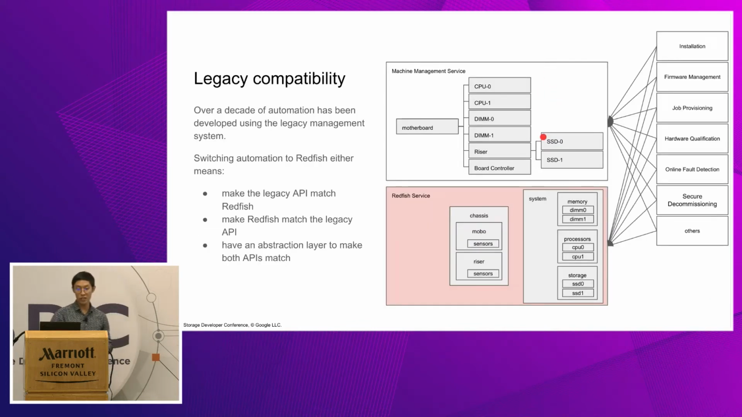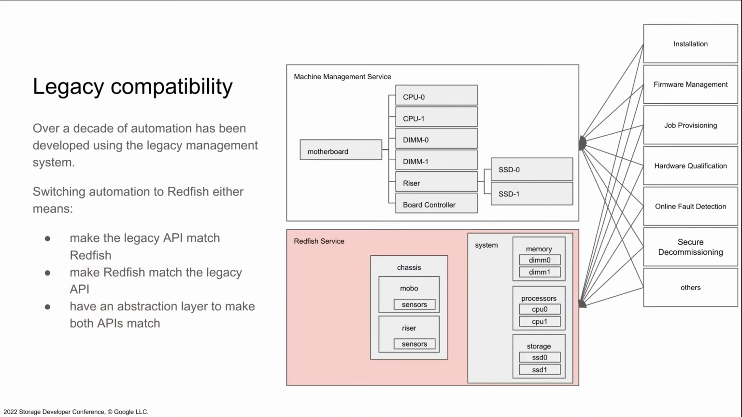Over a decade of automation has been developed against the legacy management system and its model. Switching to Redfish means we always have to make these decisions on what we switch. Do we make the legacy API match Redfish? Do we make the Redfish API match the legacy API? Do we have an abstraction layer to make both APIs match?